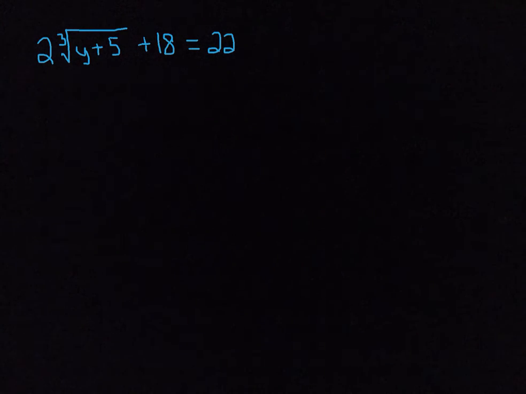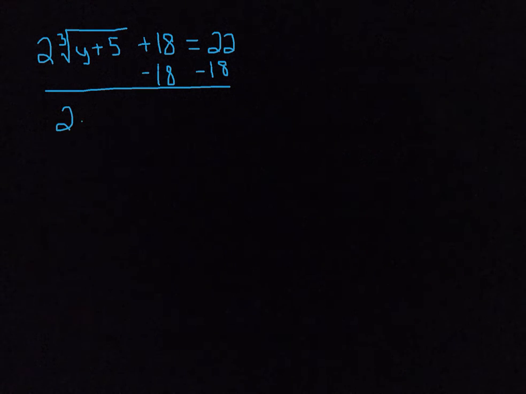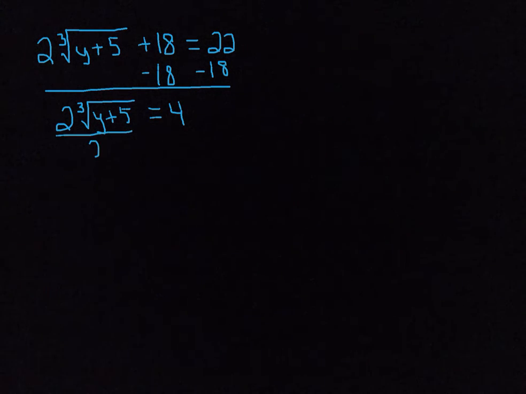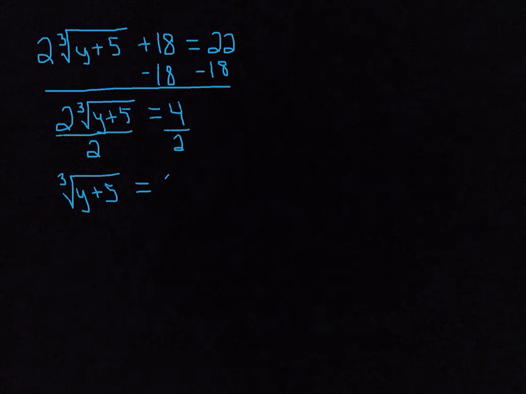This time we have 2 times the cube root of y plus 5, plus 18, equals 22. Again, we're trying to solve for y, so we're trying to get y by itself. So the first thing that I can see is, let's subtract this 18 from both sides. That gives me 2 times the cube root of y plus 5 is equal to 4. And now it's 2 times that radical, so let's divide by 2. So I get the cube root of y plus 5 is equal to 2.